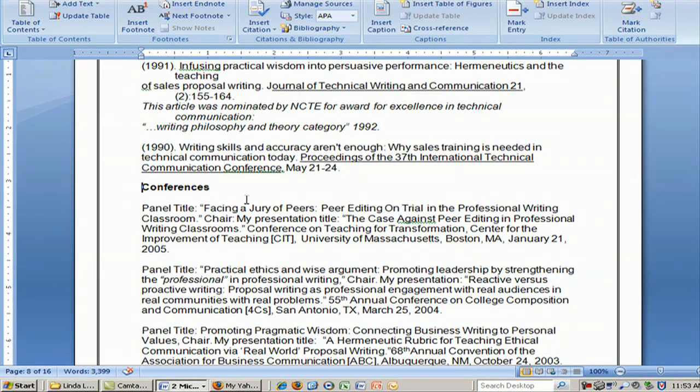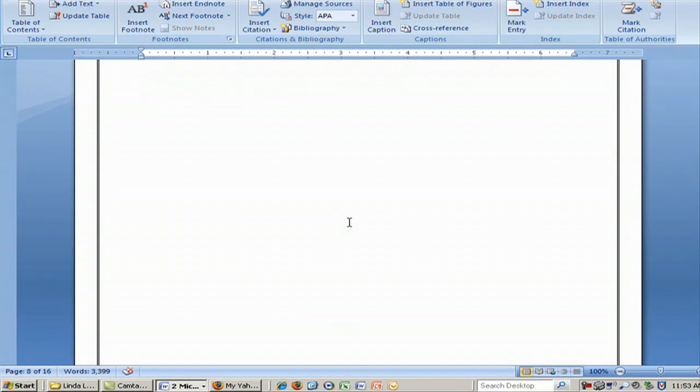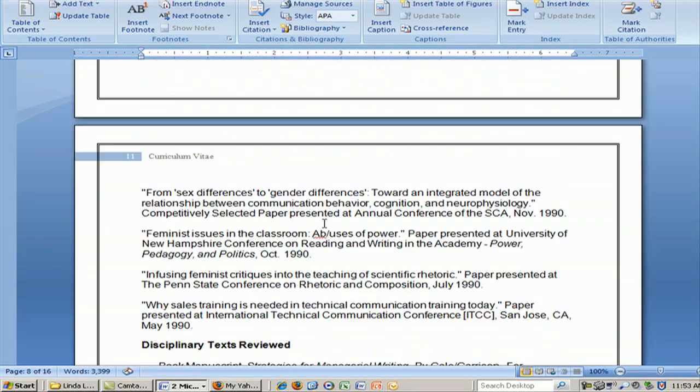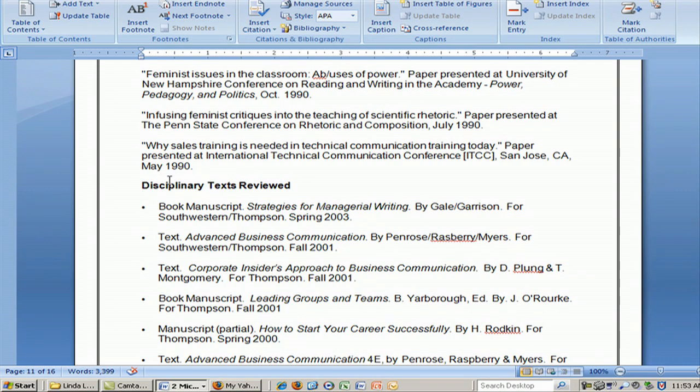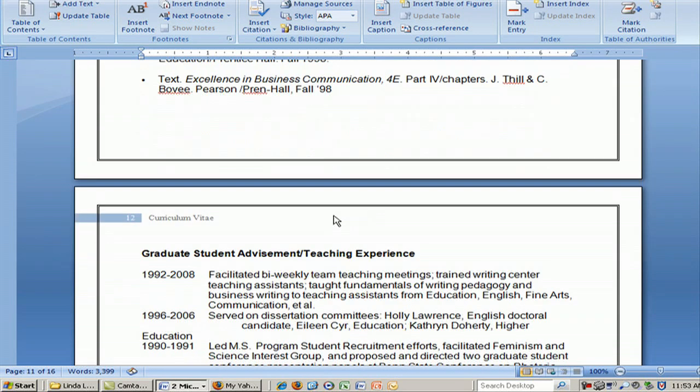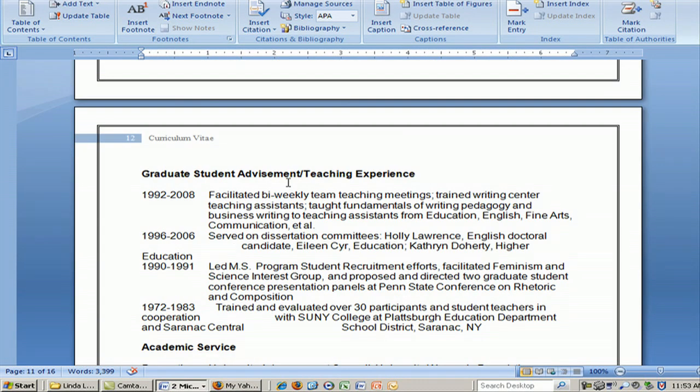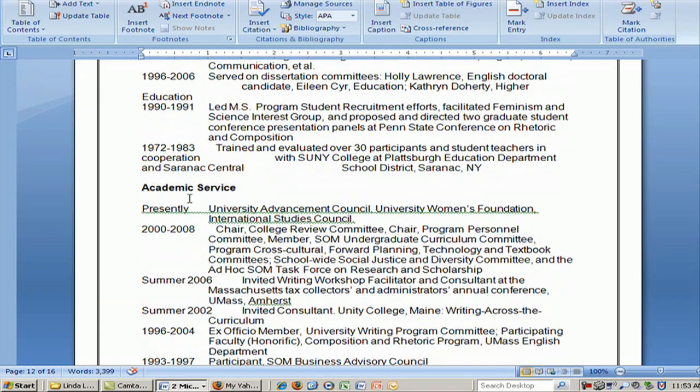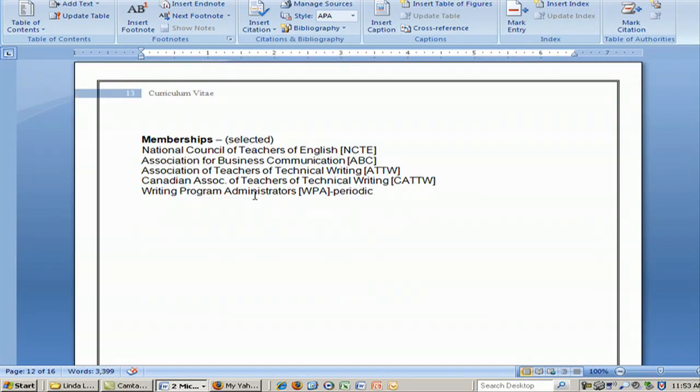Conferences that you've attended, and if you've spoken at the conference, then obviously most of you have attended more conferences than you've spoken at, so you don't need to include every one, but certainly include those conferences at which you have spoken. And disciplinary texts that you've reviewed, obviously within your discipline on behalf of other writers. Any graduate student advisement and teaching experience, of course, is very important. And academic service that you've done, memberships.